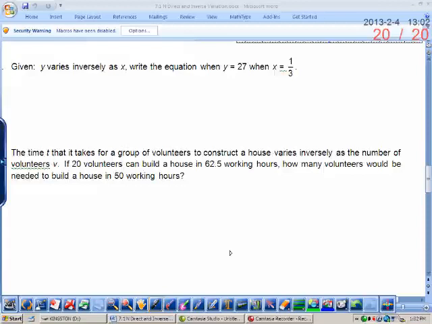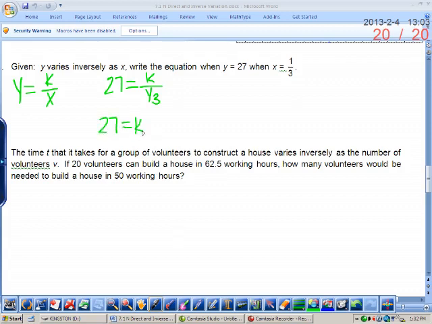All right, how should I start this off? What would I write? Y equals k over x. Then how would I plug in my point, or my numbers? Okay, dividing by 1/3 is multiplying by 3. So k divided by 1/3 is the same as k times 3. So what is k? K is 9.